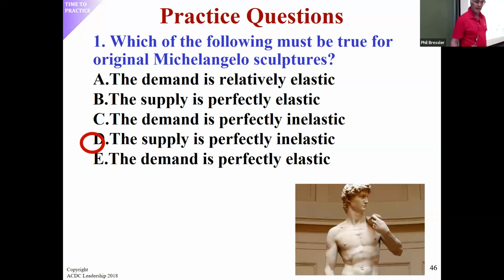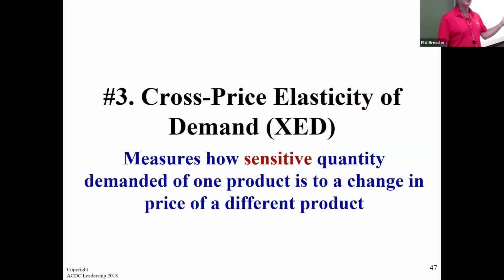All right, let's finish off elasticity. So we're going to go to cross-price elasticity, and that measures the sensitivity of the demand, say, of hamburgers based on the change in the price of hamburger buns. When you're looking at cross-price elasticity, you're looking at how the change of one product affects the quantity demanded of the other.